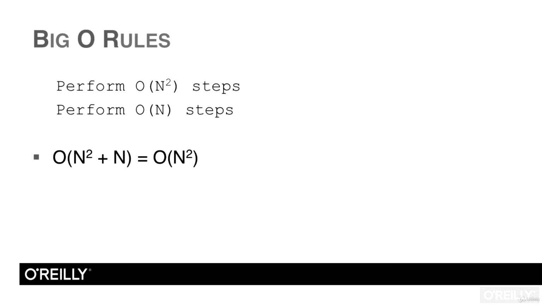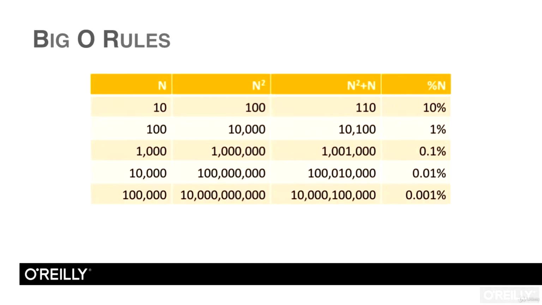To see why that makes sense, let's plug in some numbers and see how many steps the program is executing. When n is 10, n squared is 100, and n squared plus n is 110. At that point, the extra n accounts for only 10% of the total number of steps. When n is 100, n squared is 10,000, and n squared plus n is 10,100. Now the extra n term adds only 1% to the total. When n is 1,000, n squared is 1,000,000, and n squared plus n is 1,001,000. Now the extra n adds only 0.1% to the total. You can probably see where this is going.